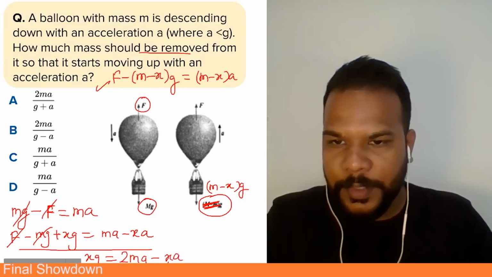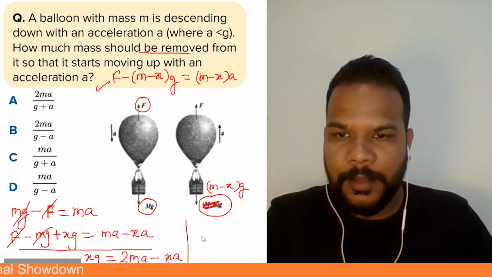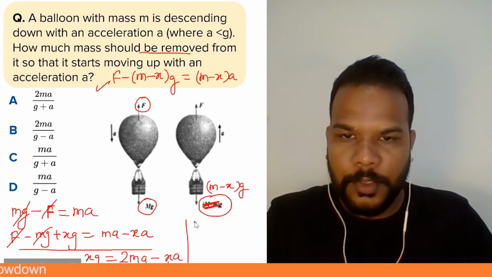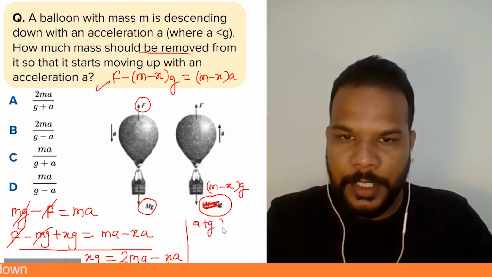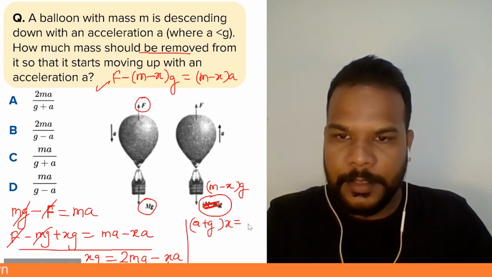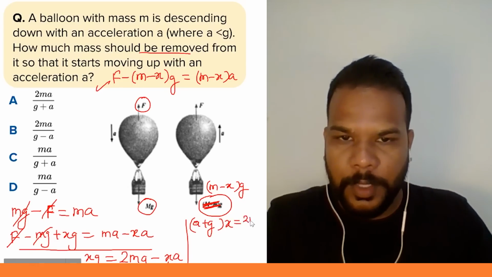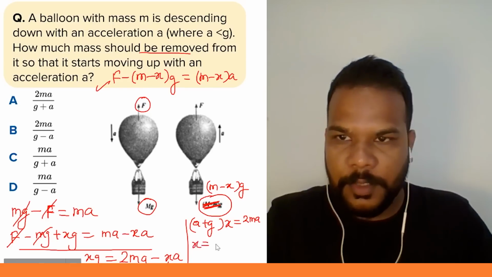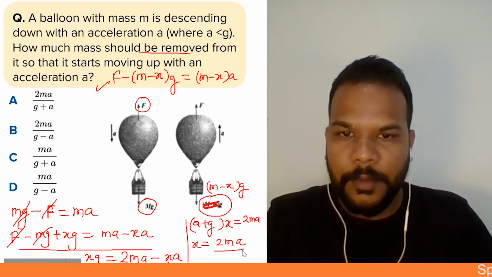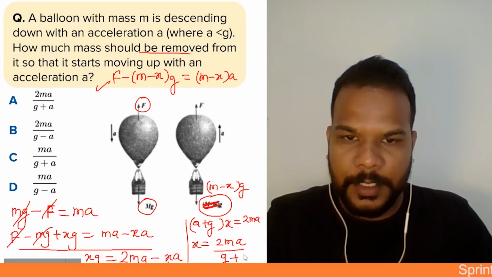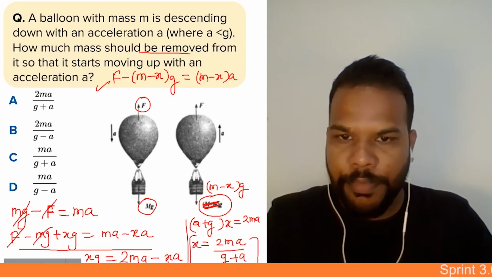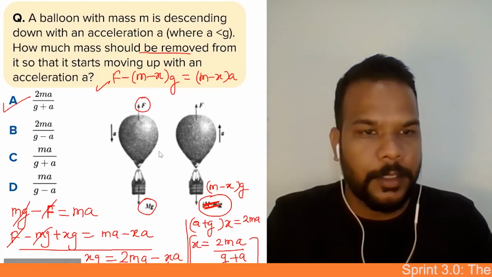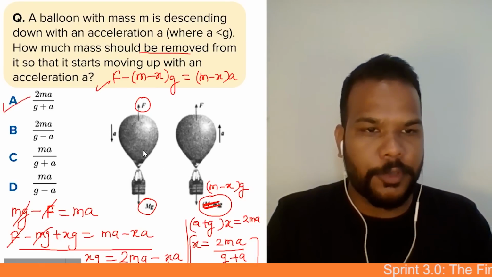So xa को भी यहाँ ले आते हैं. What do I have? xa plus xg. So a plus g into x is equal to 2ma. Okay, so x का value comes out to be 2ma divided by g plus a. 2ma upon g plus a, which is option A. Correct answer is option A.